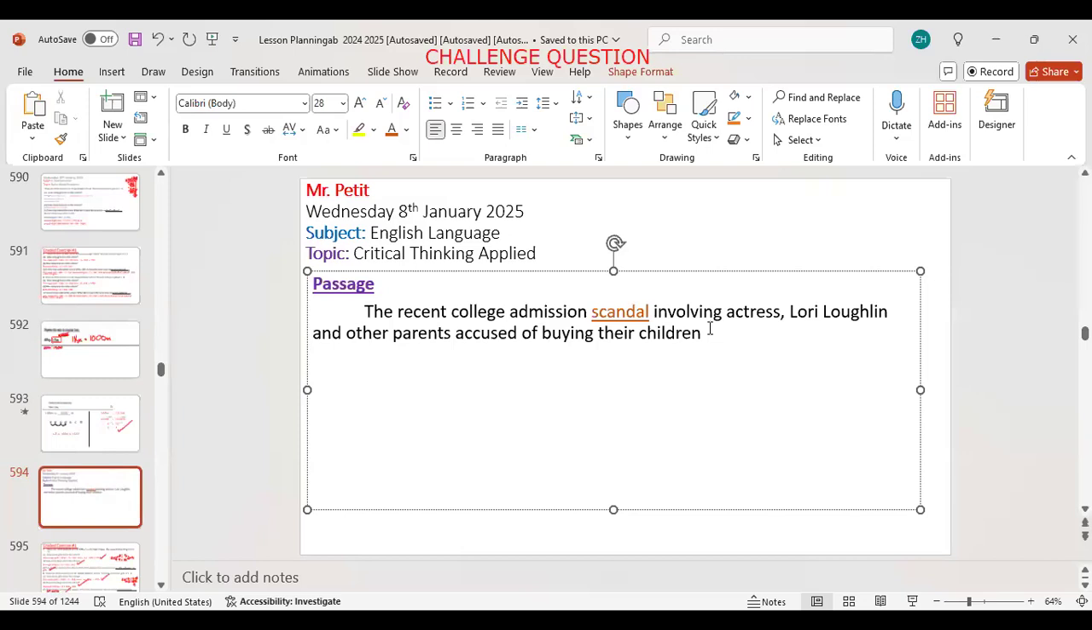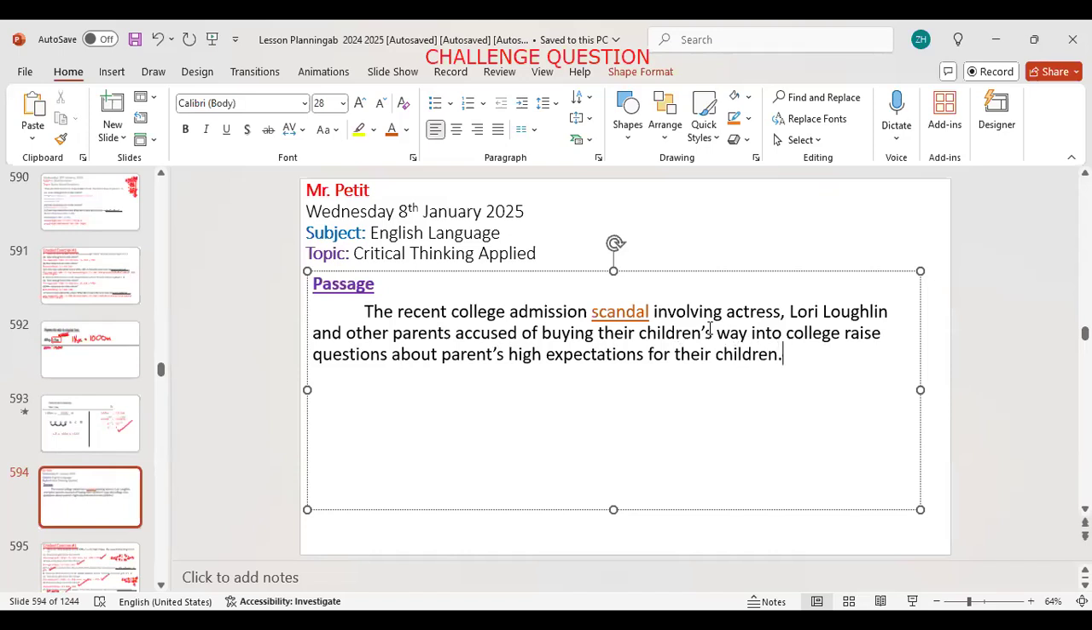So the recent college admission scandal involving actress Lori Loughlin and other parents accused of buying their children's way into college raises questions about parents' high expectations for their children.